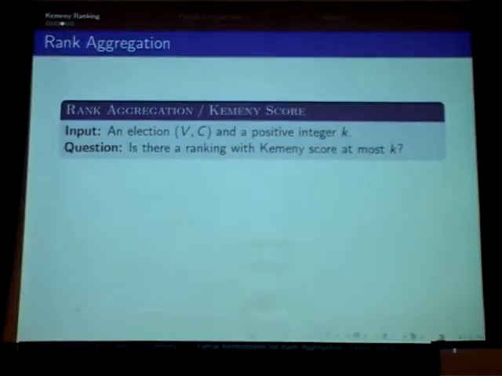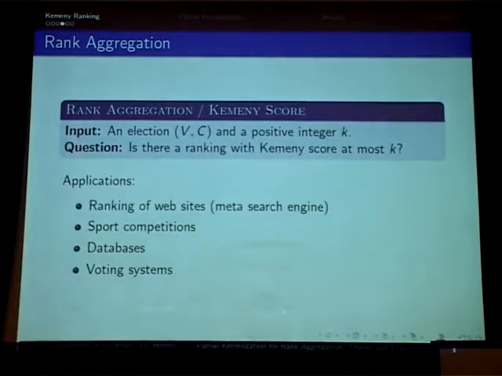And this leads directly to the decision problem, which is called Kemeny Score. And there, yes, we have this election as input and one additional integer k. And we ask whether there is a ranking with Kemeny score at most k. And yes, this problem has applications in a ranking of websites in the scenario of meta search engines, which we can see later on, and also for computing the results of sports competitions, when you aggregate information from databases and in voting systems generally.